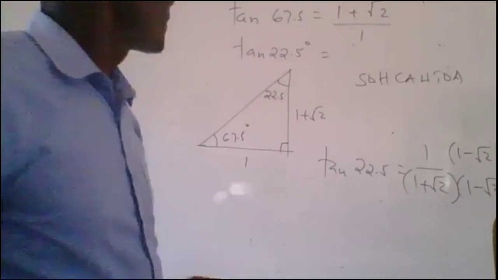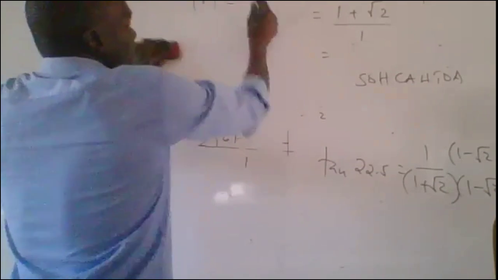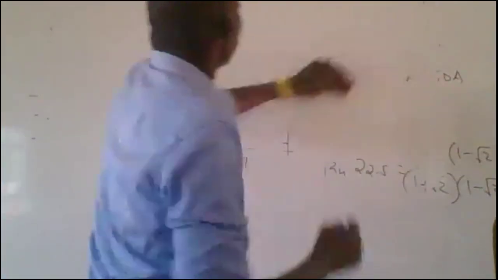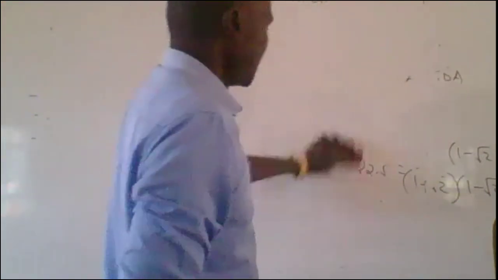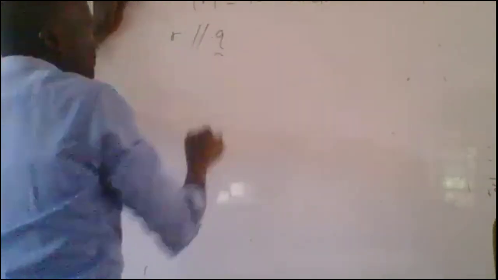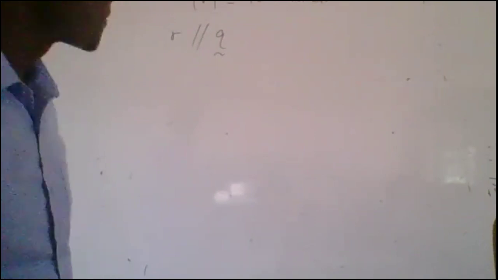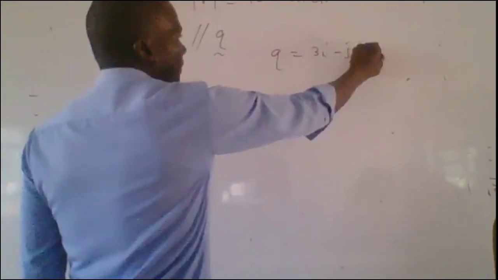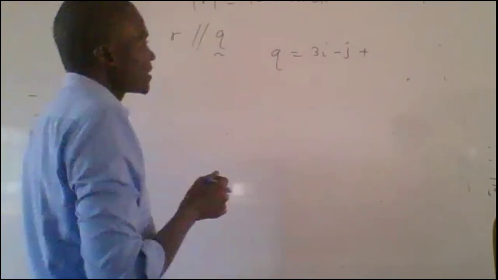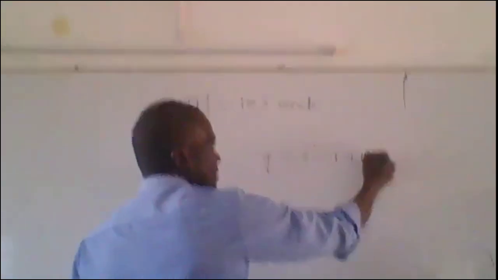Vector R has a magnitude of 10.5 units and is parallel to vector Q. Given that Q is equal to 3i minus j plus 1.5k, find the position of the vector R. So Q is 3i minus j plus 1.5k. Plus or minus? Plus.